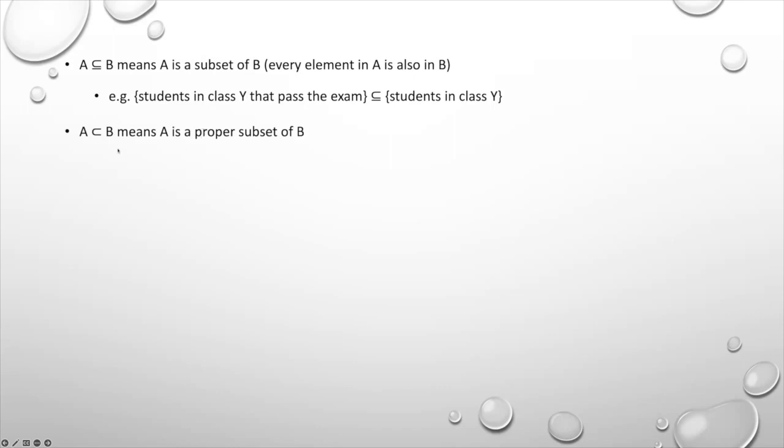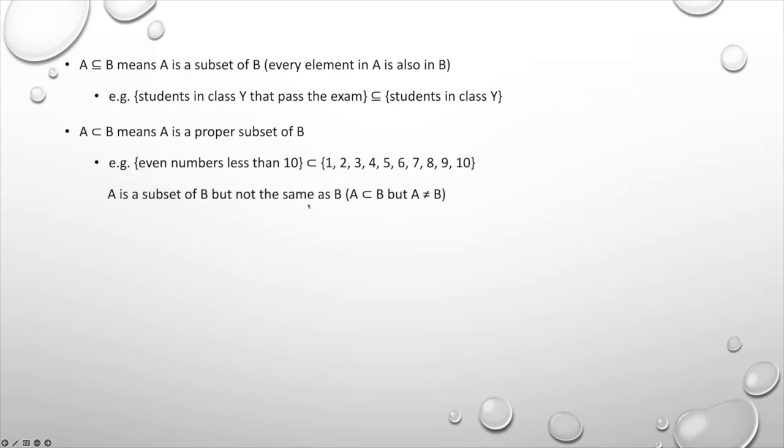This is a proper subset. So A is not equal to B. Example: even numbers less than 10. This is the set B. Set B has real numbers up to 10, and even numbers less than 10 means 2, 4, 6, 8, like that. This is a proper subset. A is a subset of B, but not the same as B. It is not equal to B; it is less than B. A is a proper subset.